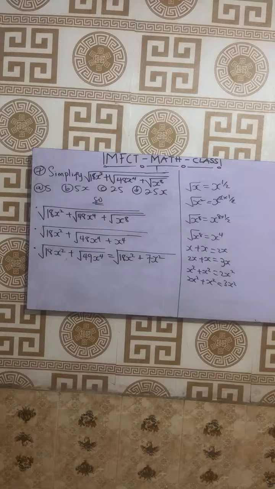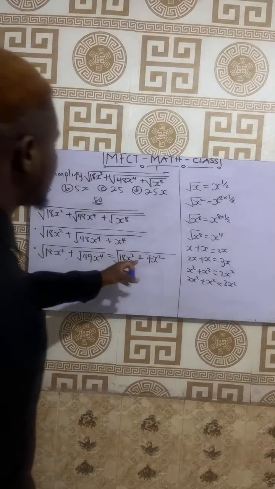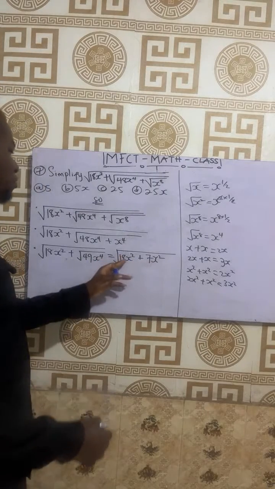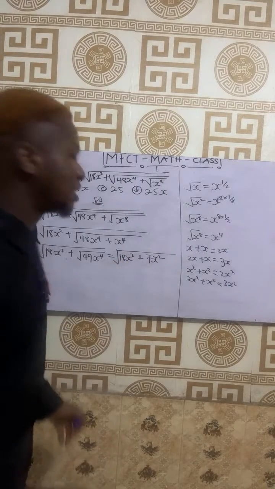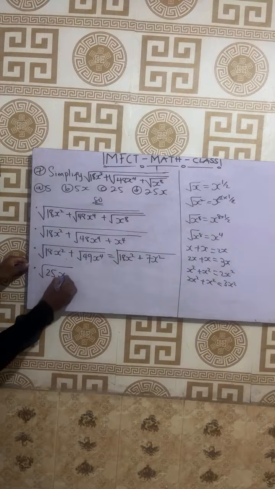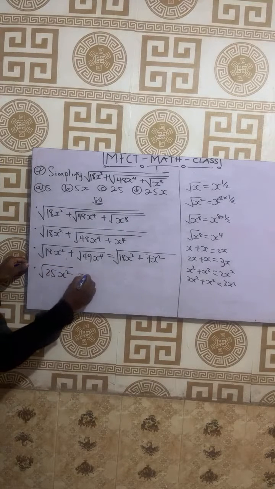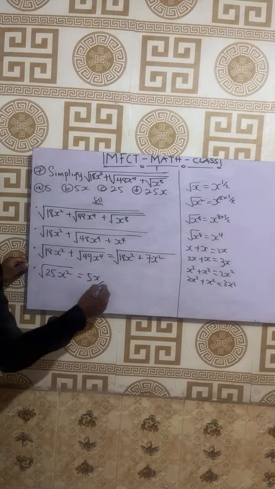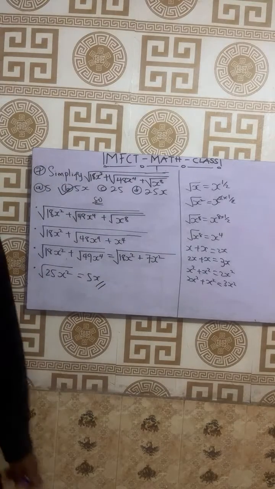You know, that is just root 49 x raised to power 4. Root 49 is 7. Root x raised to power 4 is x squared. So therefore, guys, you will now see that at this point, we can just do 18 plus 7. Guys, what is 18 plus 7? That is 25x squared. And the final answer, what is root 25? 5. What is root x squared? 5x. The final answer is B.